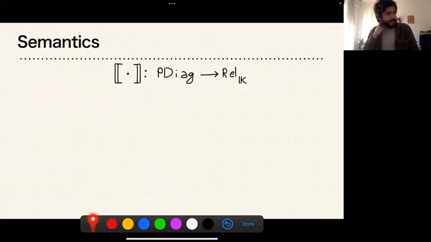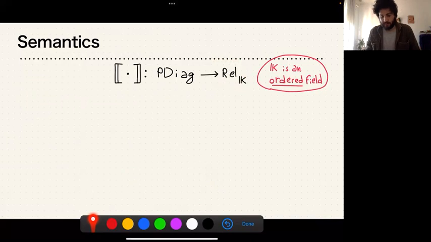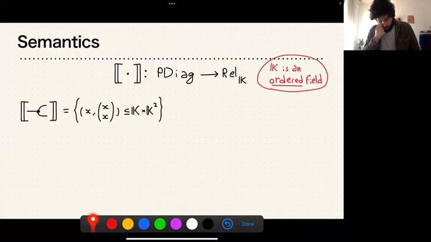The semantics instead is given in terms of Rel over k, where k is now an ordered field, and it will be clear in a second why we chose an ordered field instead of just an arbitrary field. So we interpret our diagrams in terms of relations. For example, let's look at this generator here, which is a copier, meaning that the semantics is a relation between x here on the left and a vector containing the same x twice on the right. Operationally, this means that whenever x gets in here, then on the two wires on the right, we have x again and again.